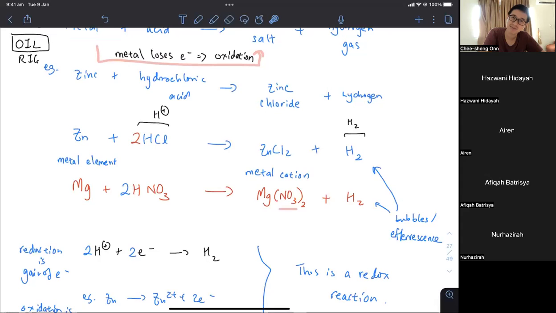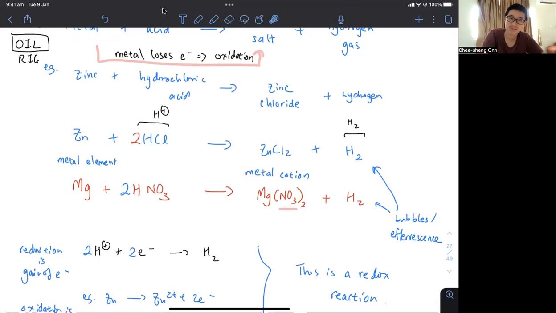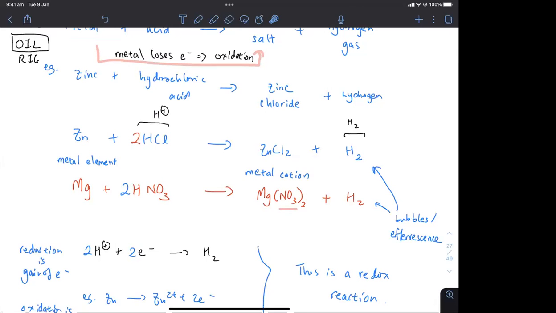Are you there, Hazwani? Hello, hello. Do you get more of the metal or less of the metal? As it undergoes reactions, it will get used up, right? So do you get more of the metal or less of the metal? Less. So your size will get smaller. If you have excess acid, then all the metal will disappear because all of them were reacted. If the metal is in excess, then you know the reaction is complete when there are no more bubbles. But you will have some solid remaining if the metal is in excess.